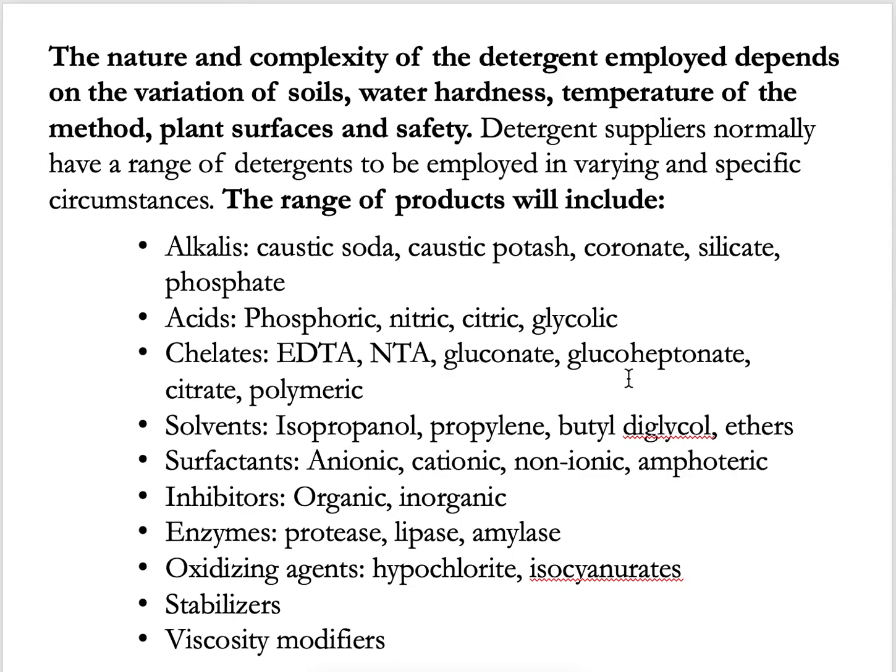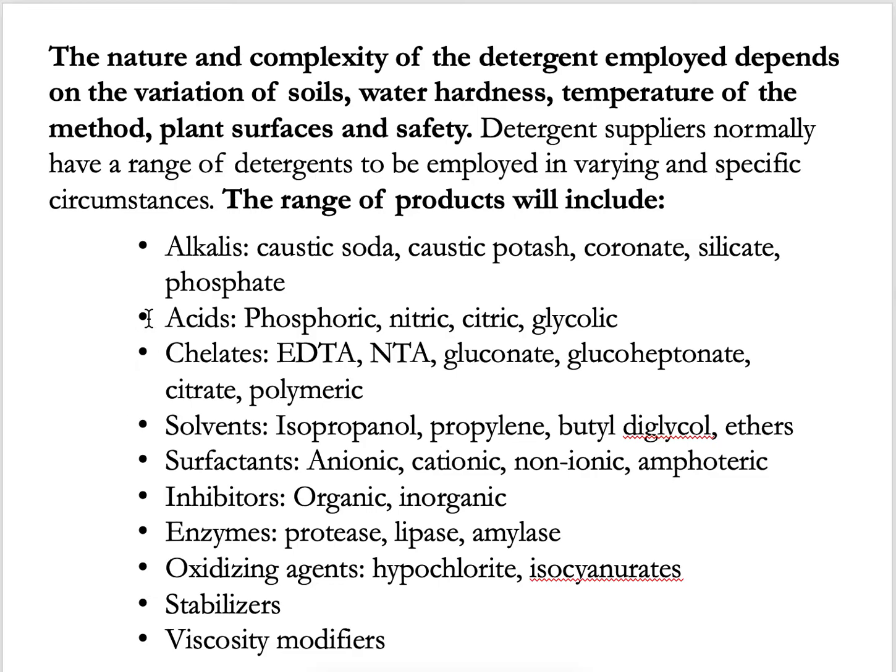what kind of detergent will we use? That means the nature and complexity of the detergent that we will use depends on various factors, such as the variation of the soils, water hardness, temperature of the method, plant surfaces, and safety. There is actually a range of different types of detergents available, produced by different manufacturers, and the range of products will include these. These are examples of different kinds of detergents that are used for cleaning purposes.